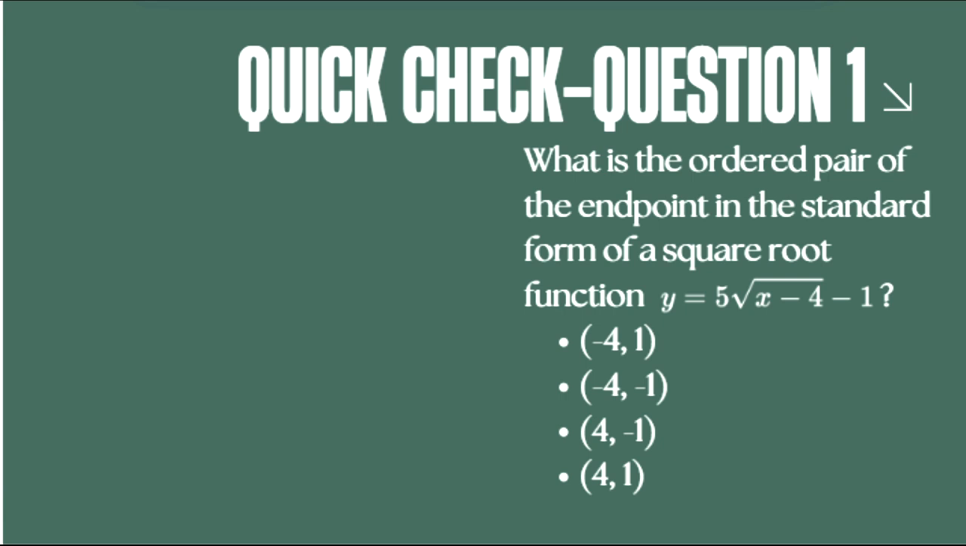What is the ordered pair of the end point in the standard form of the square root function y equals 5 times the square root of x minus 4 minus 1? So remember, the end point is the beginning point, and it's going to be written right here in your formula. One of these is x, one of these is y, and you have to do something here. I will give you that much of a hint.